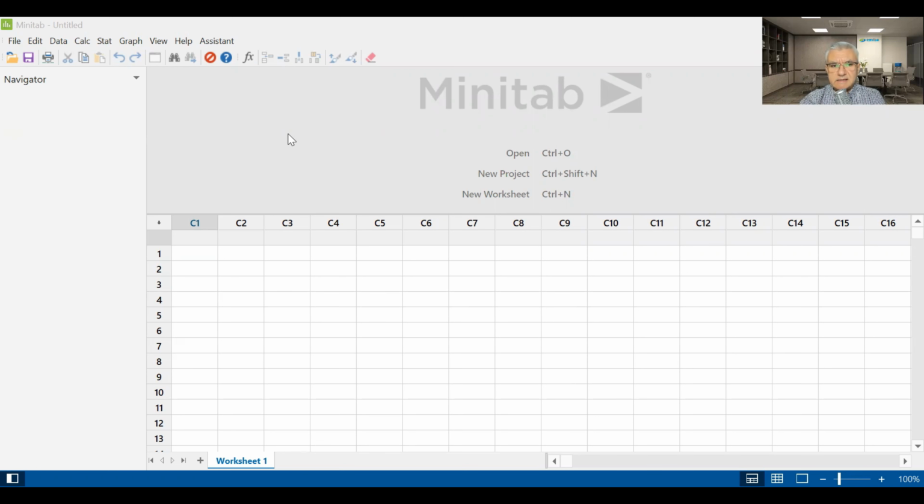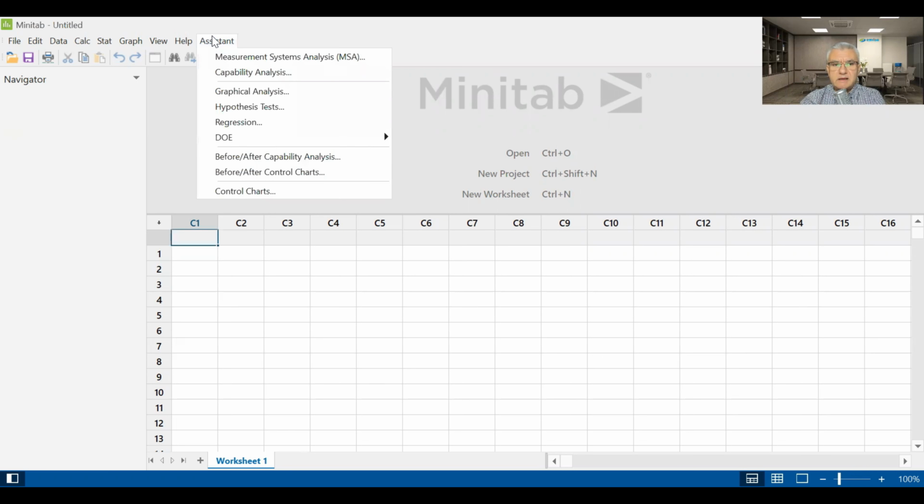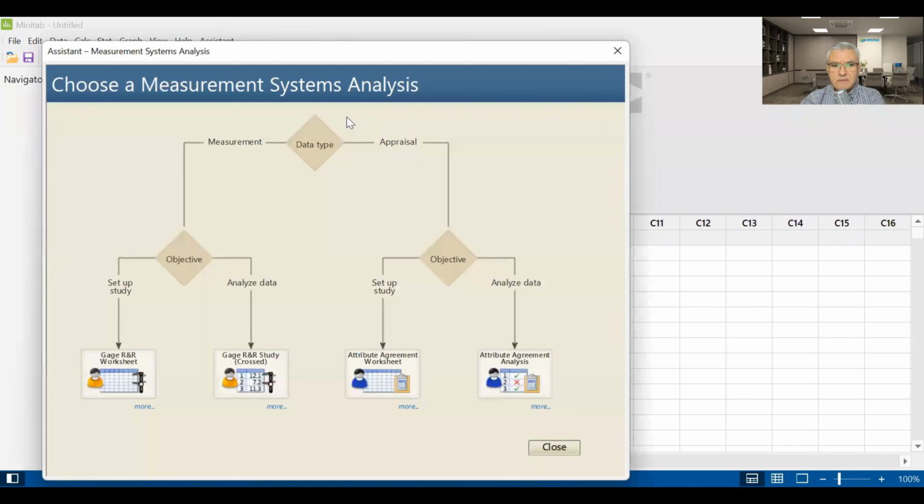Okay, now we set the test. Please open a Minitab file and go to Assistant, then Measurement System Analysis. And now we have Measurement and Appraisal. We choose Appraisal, Setup Study. So please click on Attribute Agreement Worksheet.